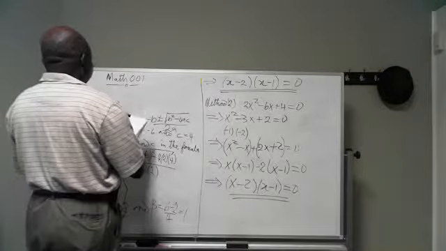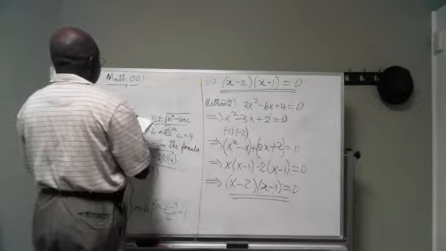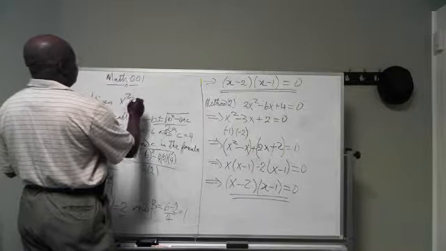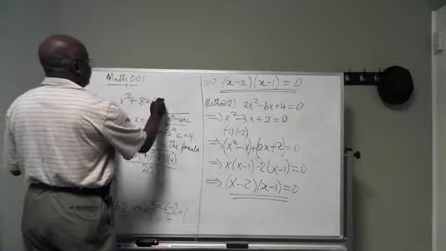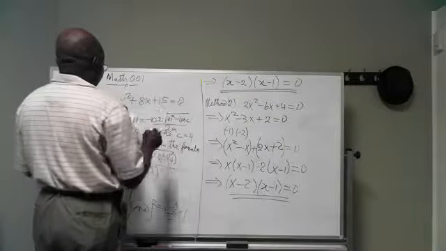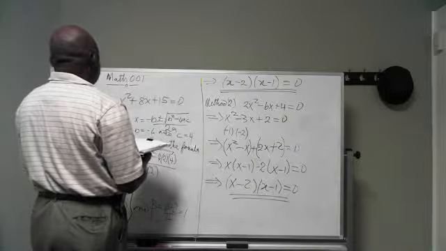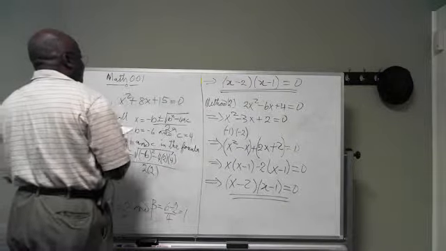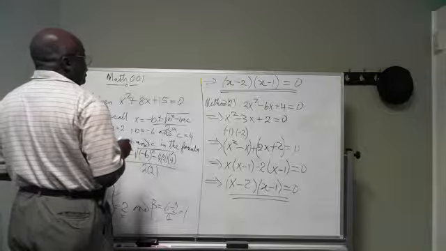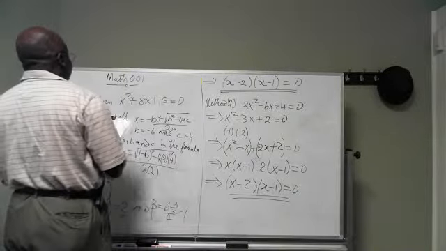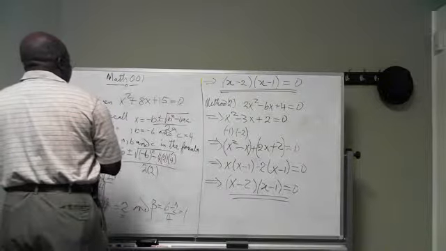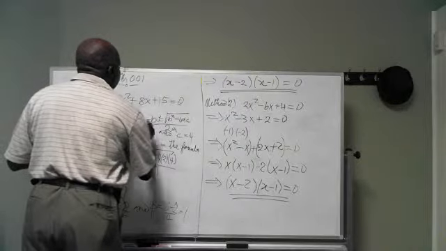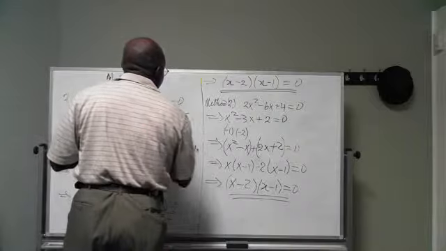In question 2b, we are given x squared plus 8x plus 15 equals 0. We know that, using method 1, we recall x equals minus b plus or minus the square root of b squared minus 4ac over 2a. Clearly, in this case, a equals 1, b equals 8, and c equals 15.